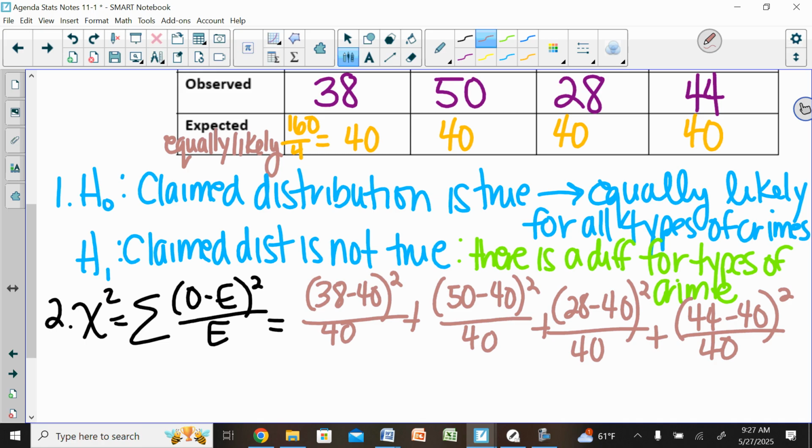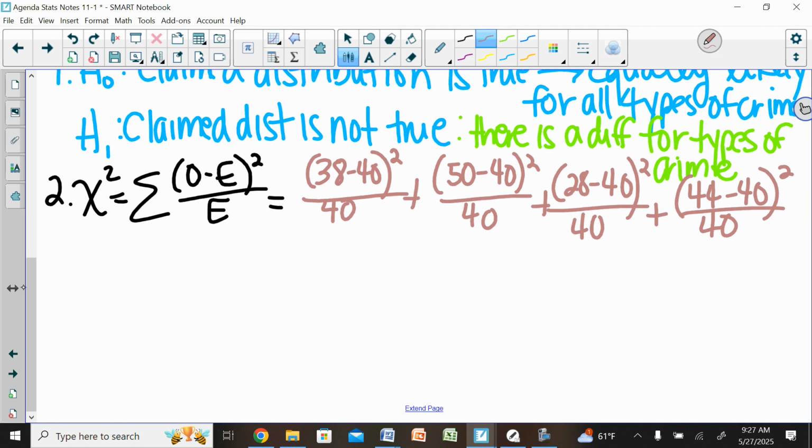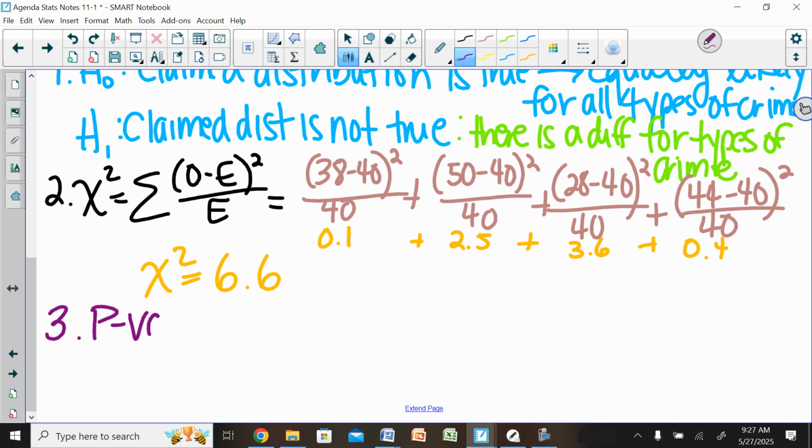If I break this down, if I did each piece individually, we could do it that way. Double check, find a way that works for you. If you want to know what each piece is, I got a 0.1 plus a 2.5. I typed the whole thing into my calculator straight across, but if you want to do it bit and piece, you can certainly do that. My chi-square in the end ended up being a 6.6. The hard part's done. We just have to remember now, how do we get our p-value? Well, we said that our degree of freedom was 4 categories minus 1, so 3.